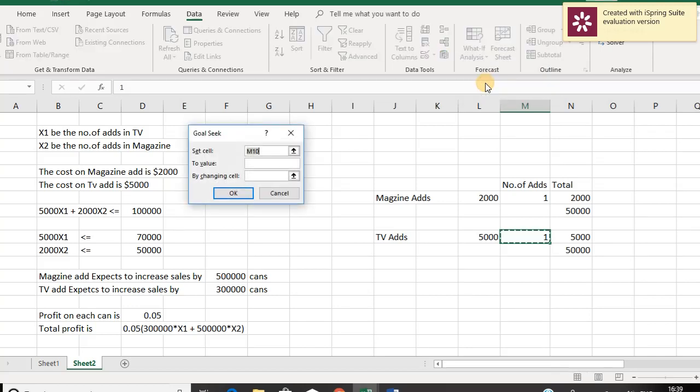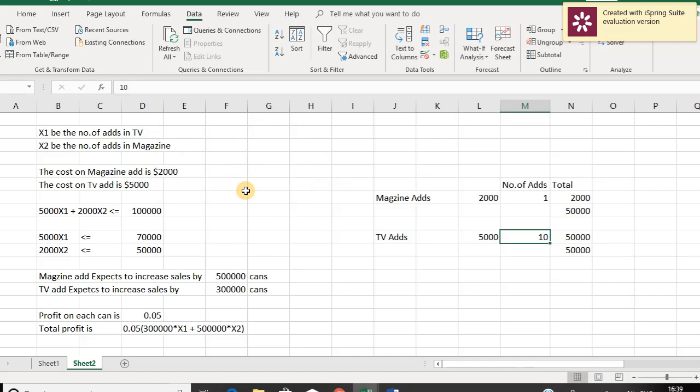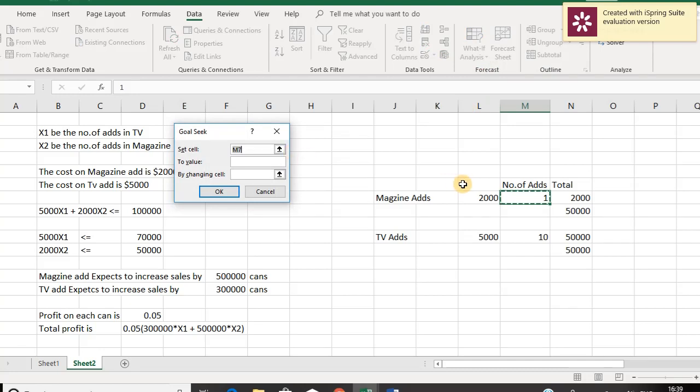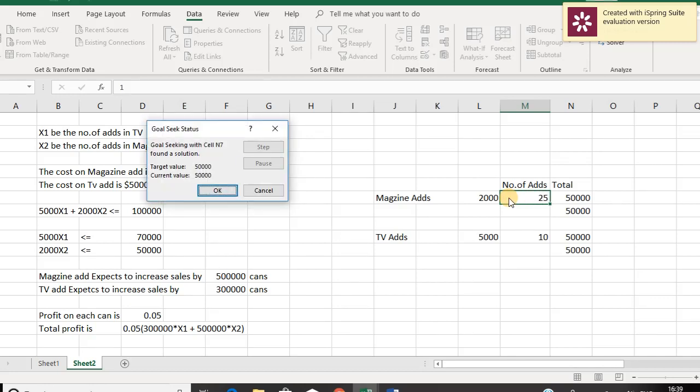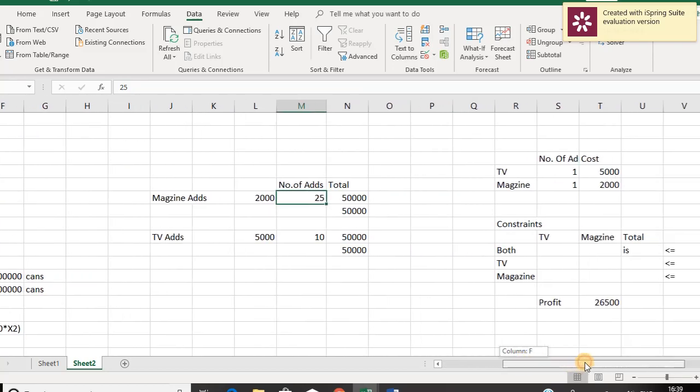This is the optimal solution. But let's try to solve it with the Excel Solver method. Let's solve the problem using the Solver method and the graphical representation.